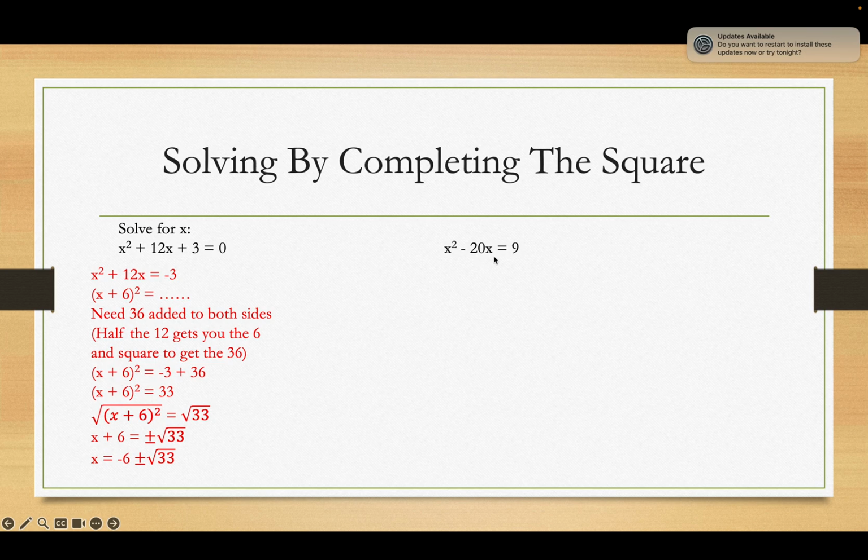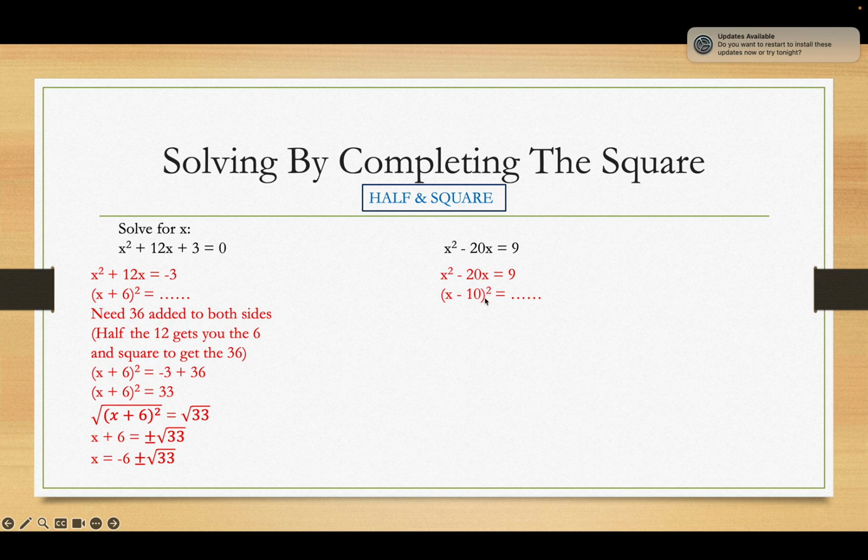Half and square. So half of negative 20 is negative 10. So I have x minus 10 squared equals, now here's where we have to be careful, and maybe I could have done a better job of showing this out. I did it when I hand wrote it the other day. Half is the negative 10. Then I have to square that, and that's plus 100.